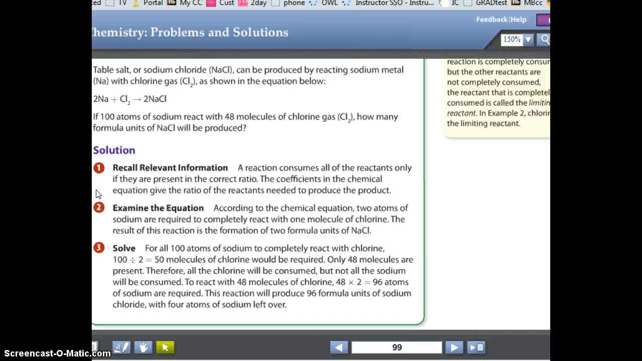And then solve. For all 100 atoms of sodium to be completely reacted with chlorine, we'd have to take 100 divided by 2 equals 50 molecules of chlorine. However, only 48 molecules are present. Therefore, all the chlorine will be consumed, but not all the sodium will be consumed. To react with 48 molecules of chlorine, 48 times 2 equals 96 atoms of sodium are required. This reaction will also produce 96 formula units of sodium chloride with 4 atoms of sodium left over, because I had 100, I only used up 96 of them.